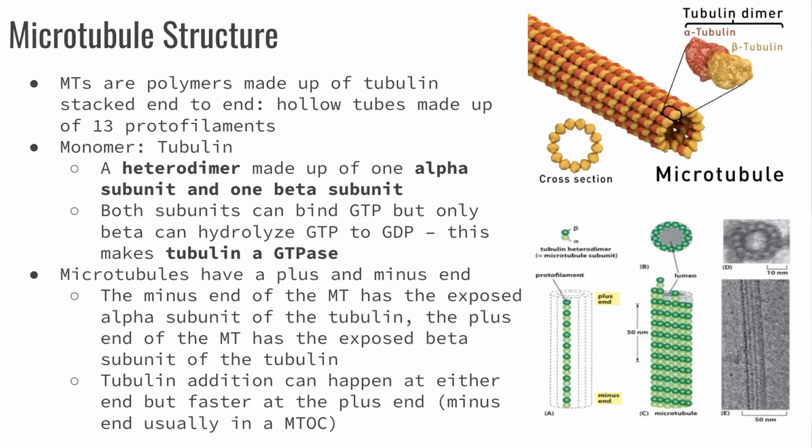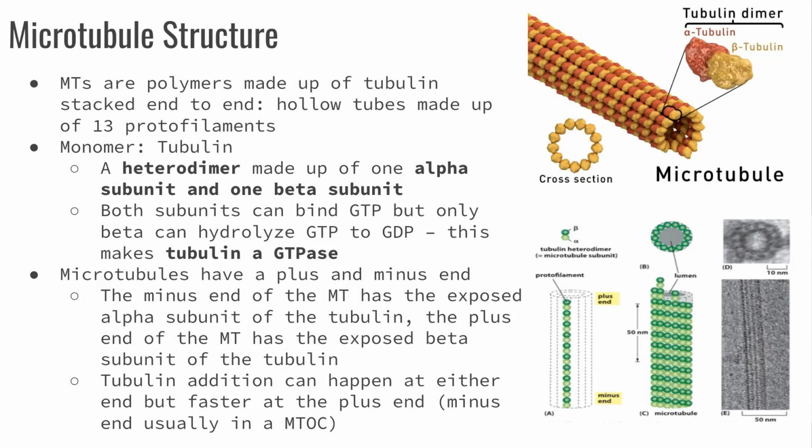Okay, so microtubule structure. Microtubules are polymers made up of tubulin monomers, which are stacked end to end, and they are hollow tubes made up of 13 protofilaments. So you have the different tubulins that are bound together, and then 13 of these filaments make up one microtubule. The tubulin is a heterodimer made up of an alpha subunit and a beta subunit. While both subunits can bind GTP, only the beta subunit can act as a GTPase and hydrolyze GTP to GDP.